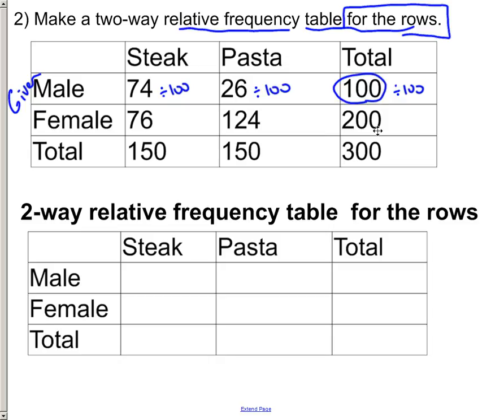This row of female is the total of 200, so we're going to divide this by 200, divide this by 200, and divide this one by 200. And then hopefully you see the pattern. We would divide the third row by its row total, which is 300.